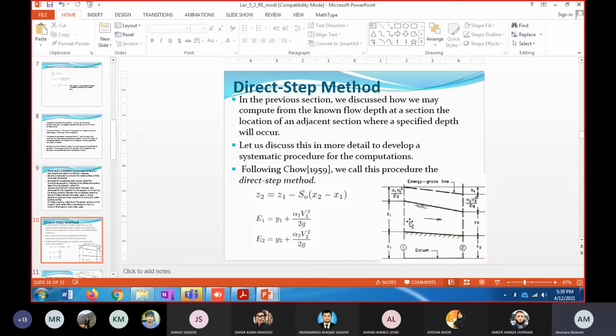E1 and E2 are actually the depth plus the velocity head. You can say pressure head plus velocity head. Or there is another name for this energy. It is called specific energy. So this specific energy is actually the pressure head plus velocity head. Here also, E2 would be pressure head, Y2, plus velocity head.